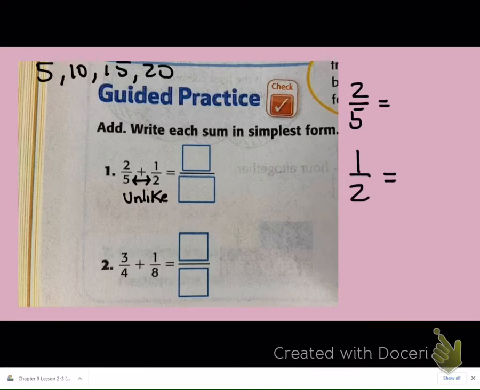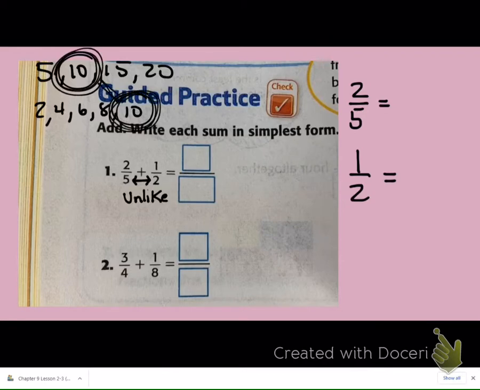Our multiples of 2: 4, 6, 8, 10. And I can stop because I have a 10 here and a 10 here. So that is going to be my denominator. 10 it is. So that is going to be equal to 10.